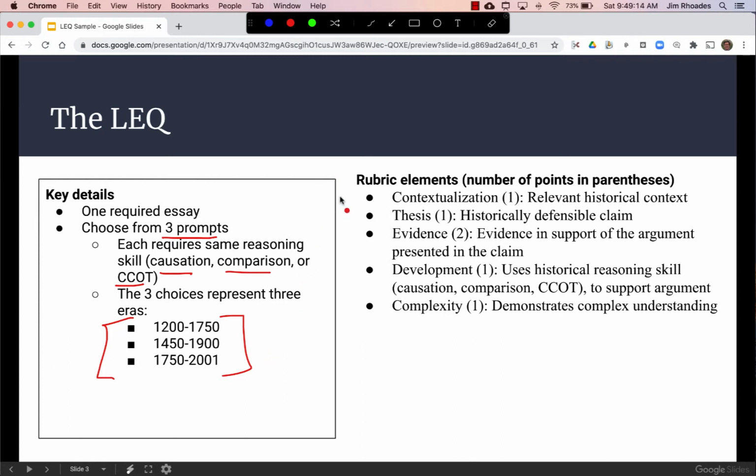For the rubric, you will be scored on contextualization and thesis, like all essays, your use of evidence to support your argument, and the development of that evidence, which uses whatever historical reasoning skill the prompt is asking for to support your argument. And there is kind of a bonus point that we won't talk about much today, which is called complexity, in which you demonstrate complex understanding. And we usually introduce that after students have gotten pretty much expert at the other 5 points.